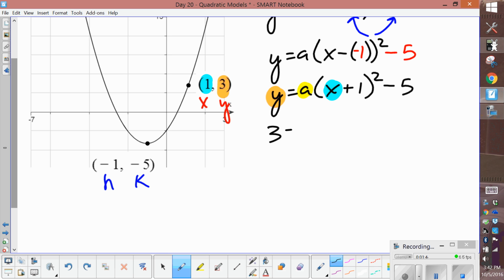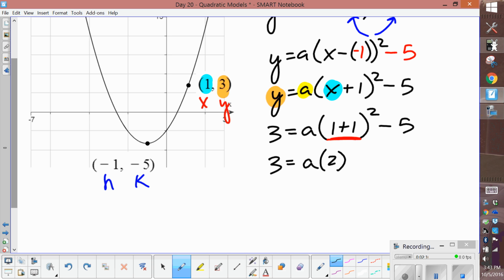I get 3 equals, still don't know A. I know X is 1, plus 1, which was my H, minus 5. And now I'm going to do some basic math here to solve the rest of this. We do have to follow order of operations, so I have to do what's in parentheses. So I get 3 equals A, and I get 2 squared minus 5. And again, order of operations, I did what was inside parentheses. Now I have to do exponents, and that's going to give me 4.